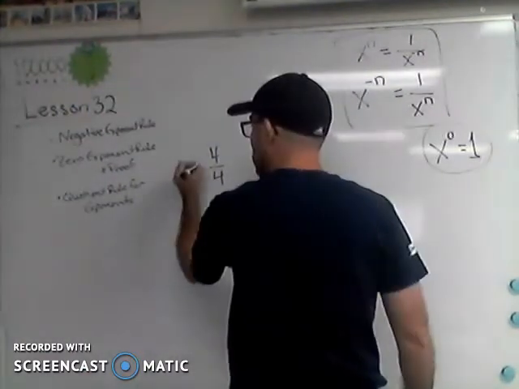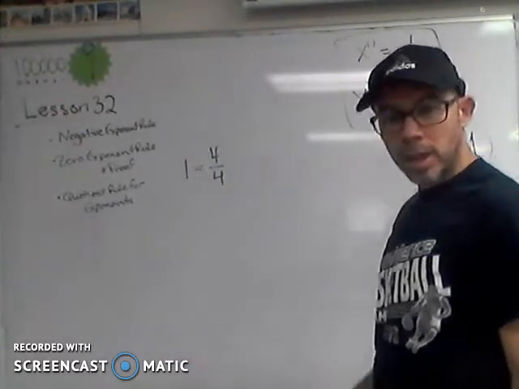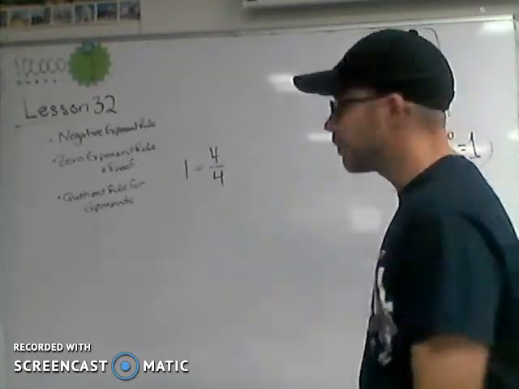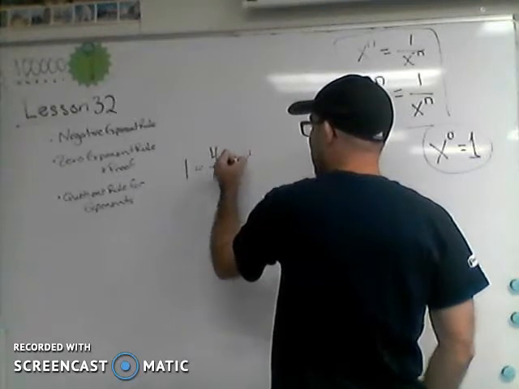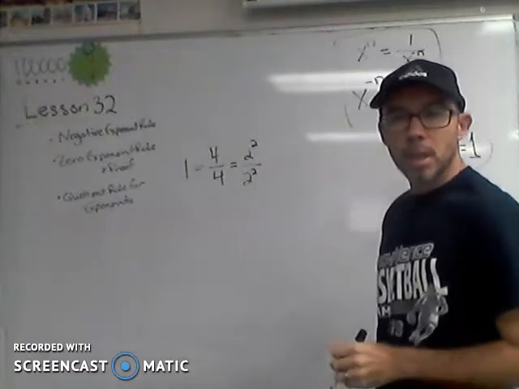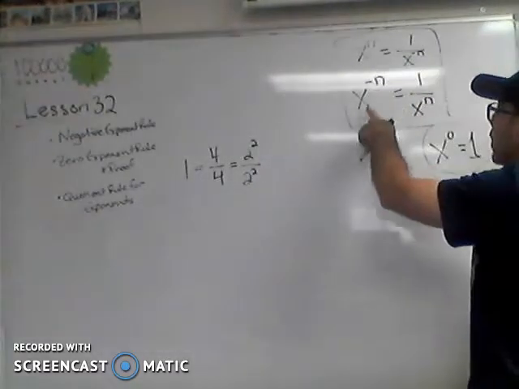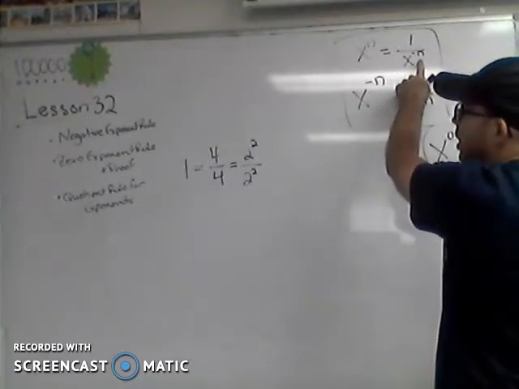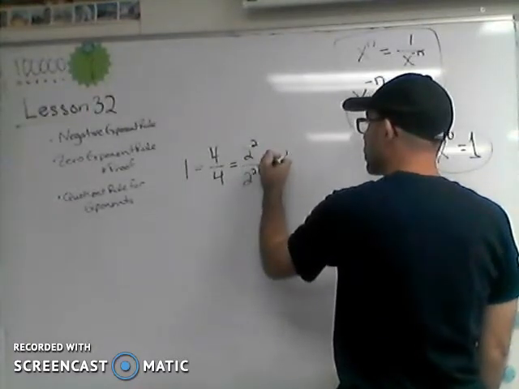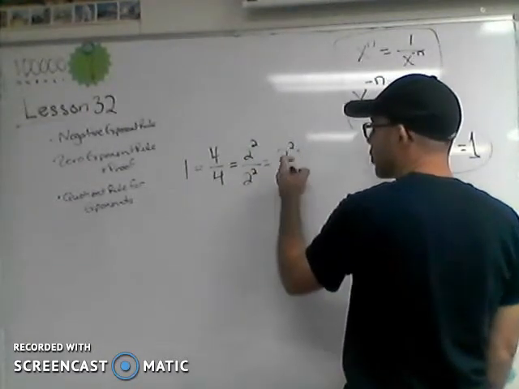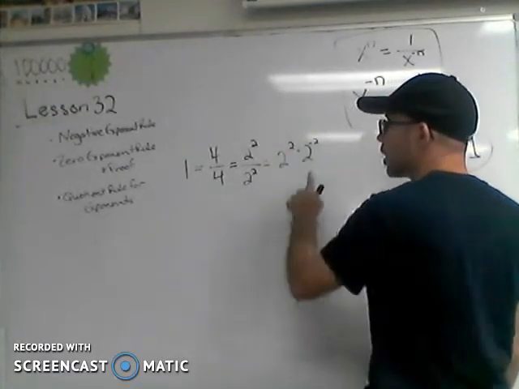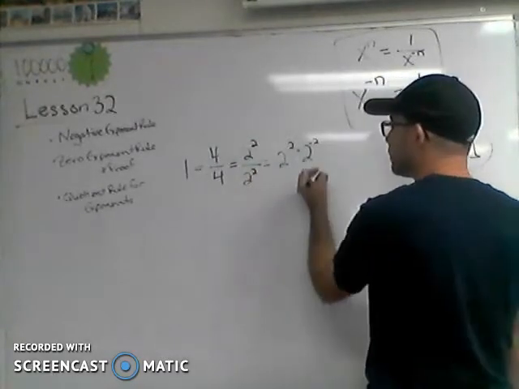4 over 4 is equal to 1. Yes? Yes, nod your head. Thank you. 4 can be written as 2 squared. Okay, in the denominator there, 2 squared as well. Then using our little rule from right up here, if I've got something down here in the denominator, I can move it up here, but I've got to make it a negative. So this is also equal to 2 squared times, this one comes up, it becomes 2 to the negative 2. So 2 squared times 2 to the negative 2 is this, which is 1.